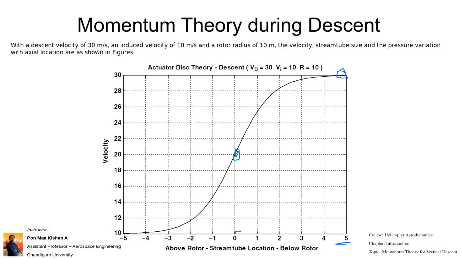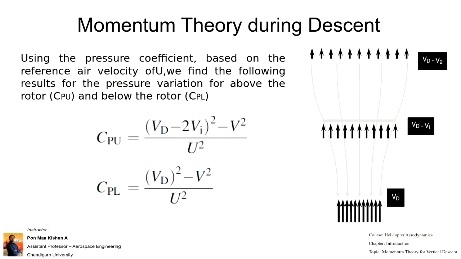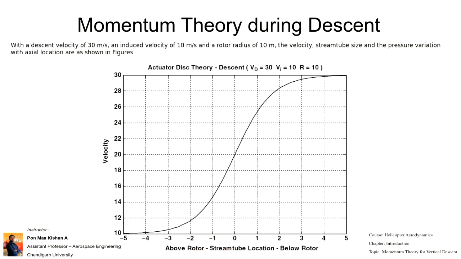When it is coming to the rotor section, the velocity is reduced to nearly half. Initially it is 30; when it reaches the zero position, it is approximately 20 meters per second. When it comes to the utmost exit, the velocity is reduced much more, to 10 meters per second. That's what the graphical representation is also indicating.